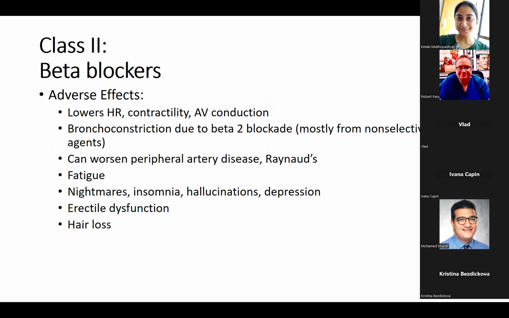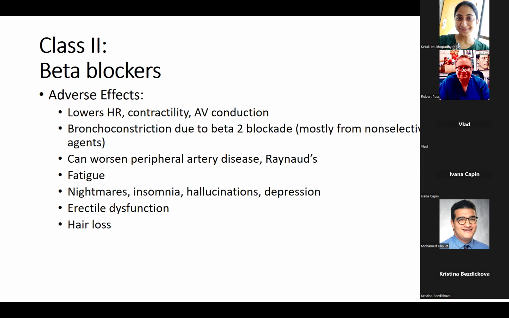In terms of adverse effects from beta blockers, they lower heart rate, contractility, and AV conduction. So patients who have bad function, although there are benefits to patients in heart failure, it can worsen contractility. Patients who already have pre-existent problems with their conduction, we would be cautious with their use. And patients who are bradycardic at baseline, we would be cautious with the use. Bronchoconstriction due to beta 2 blockade from the non-selective agents that don't affect only beta 1. An example of that would be nadolol.